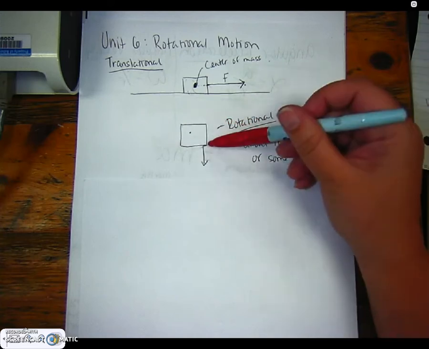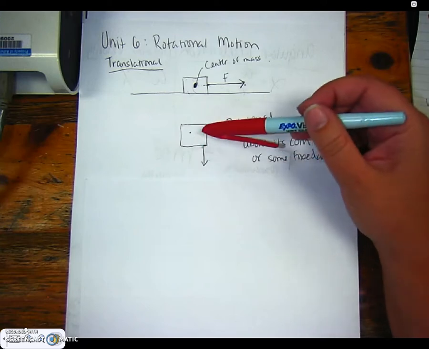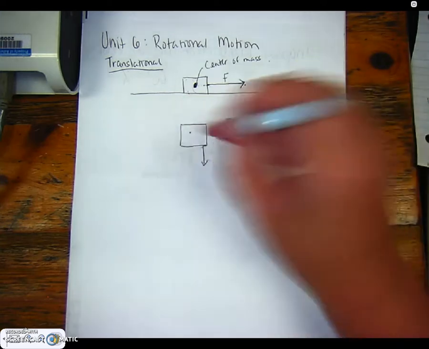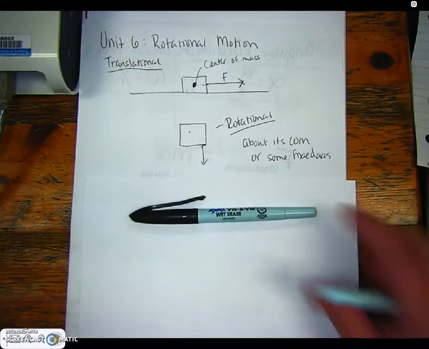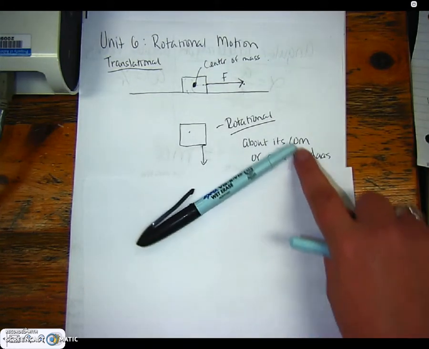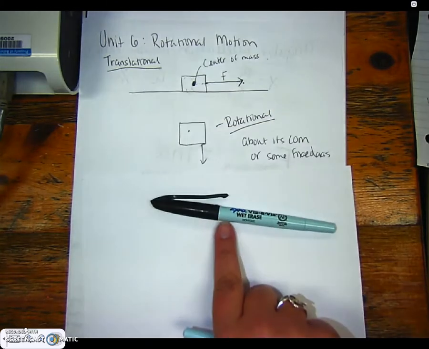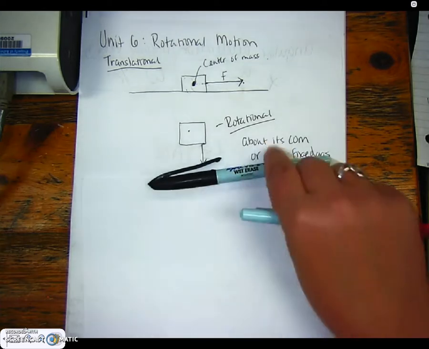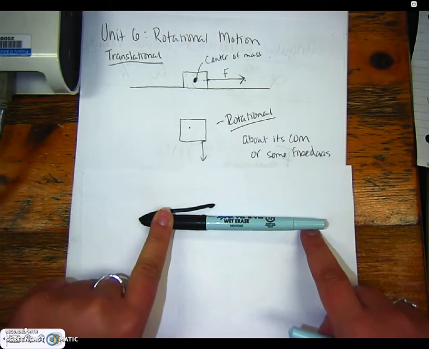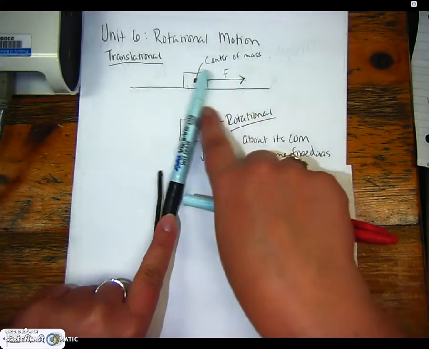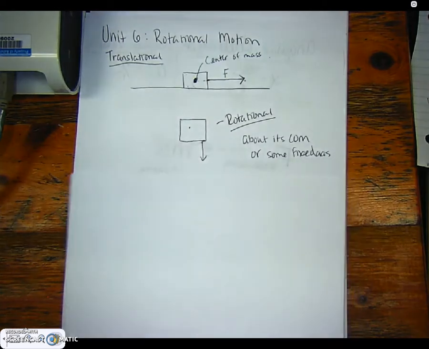So if I were to exert a force somewhere near the edge, then that force would cause the object to rotate around its center of mass or some other fixed position. Right now it's going to rotate about its center of mass, which is about where I pushed it to make it go straight-ish. Or if I had some fixed point here that I held down, then it would rotate about whatever that fixed position is. So this is rotational motion.